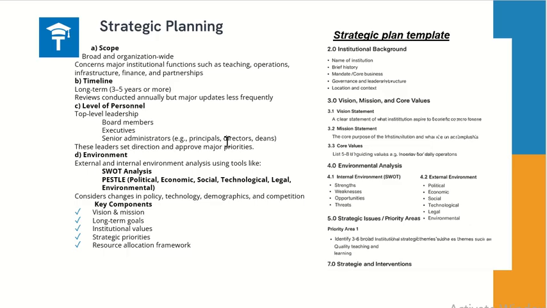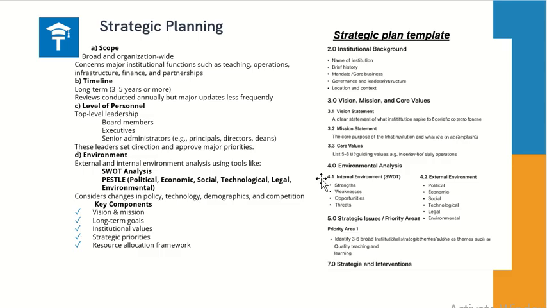Now, for the level of personnel, we have the top-level leadership, which can be the board members, the executives, and the senior administrators like the principals, directors, deans, etc. These leaders set direction and approve major priorities. We also need the environment for strategic planning, and this can be an external or internal environment analysis, which is needed to come up with the correct planning. In this analysis, a SWOT analysis is used. SWOT is an abbreviation for strengths, weaknesses, opportunities, and threats.